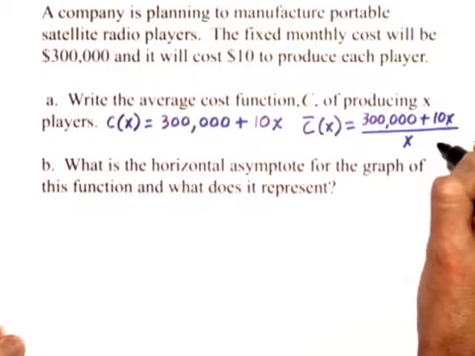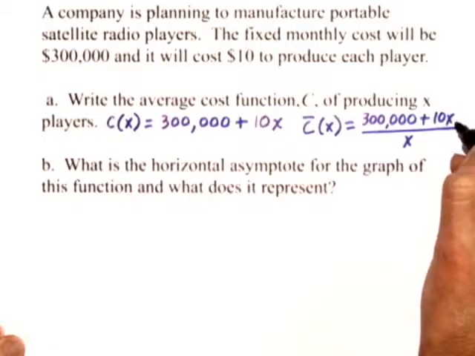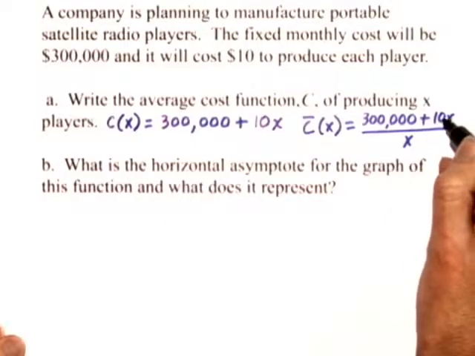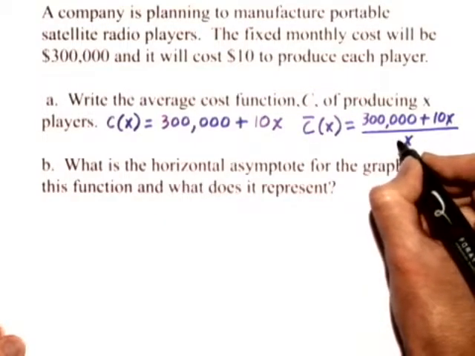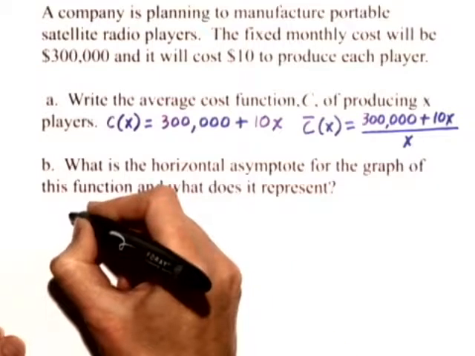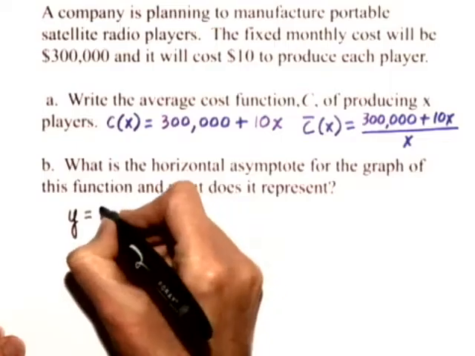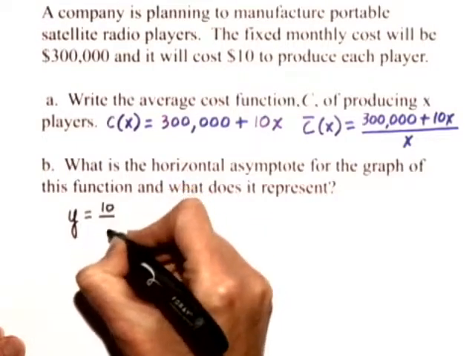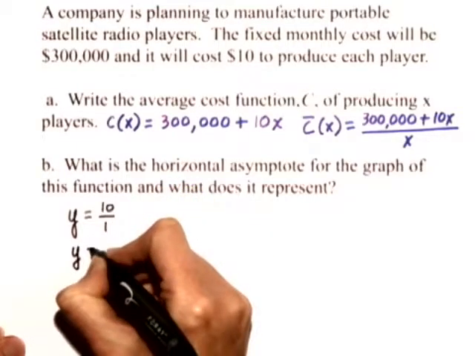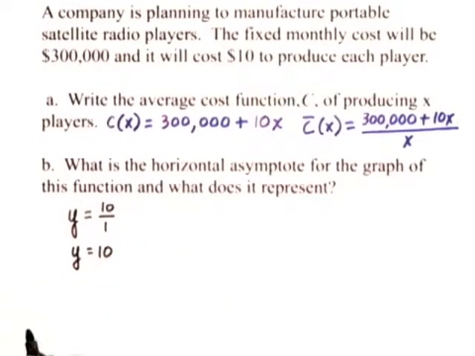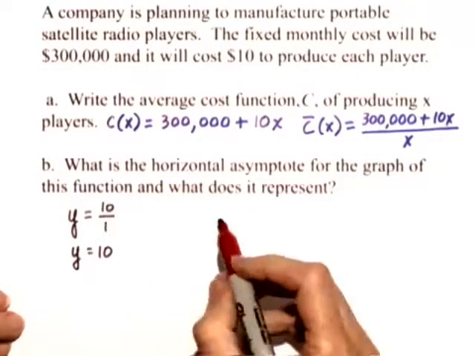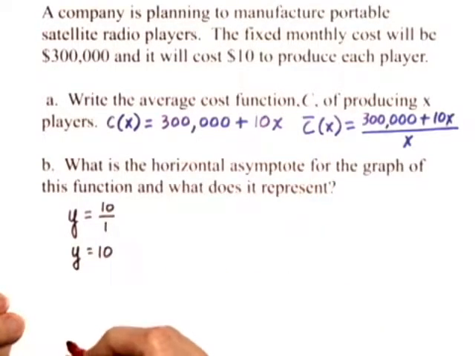In this case, the degrees are the same. They're both 1 since x is to the first power. So we look at the coefficient in the numerator, which is 10, and the coefficient in the denominator, which is 1. So we can say that the horizontal asymptote is simply y equals 10 over 1, or y equals 10. Now the question is, what does this represent? Well, before I answer that question, let's just investigate the average cost function a little bit more.